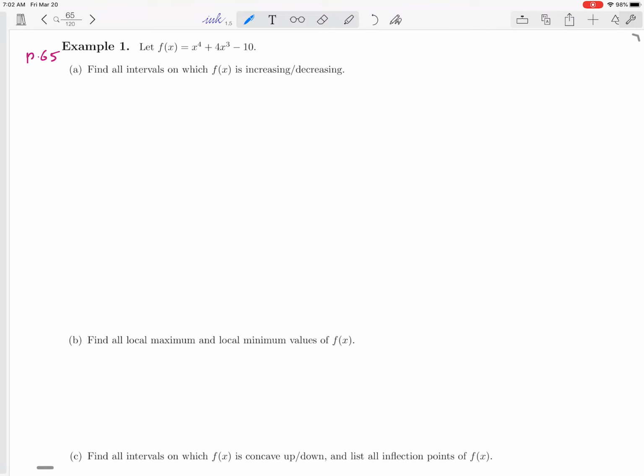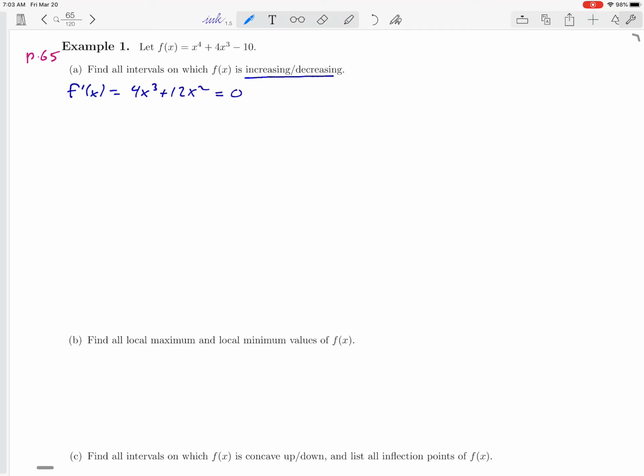Okay, so the first part of this asks us to figure out where f of x is increasing and decreasing. You might remember that where a function increases or decreases has something to do with the first derivative of the function, where it's positive and where it's negative. That's the strategy that we're going to use to answer this question. And so we're going to start by seeing if we can figure out where the derivative is 0. All right, so let's calculate the derivative together.